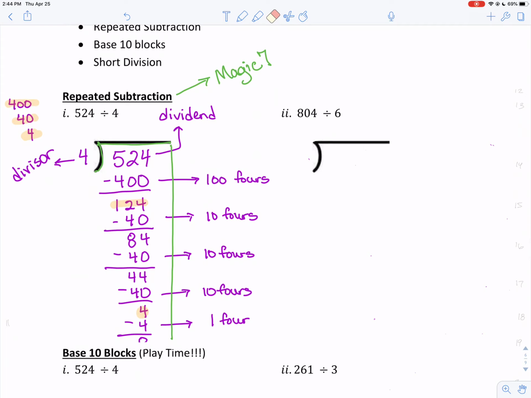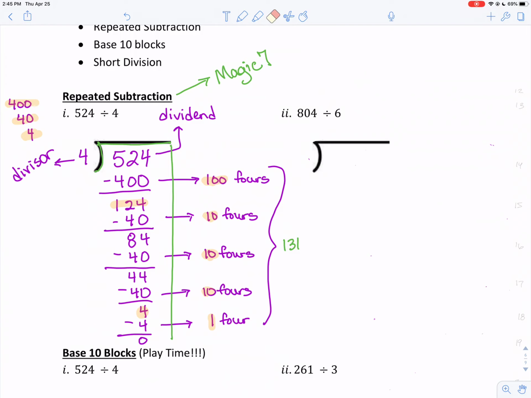So now what is our answer? We're going to just add up all these numbers. The 100, the 10, the 10, the 10, and the 1. So that will be 131. So the answer to 524 divided by 4 is 131.